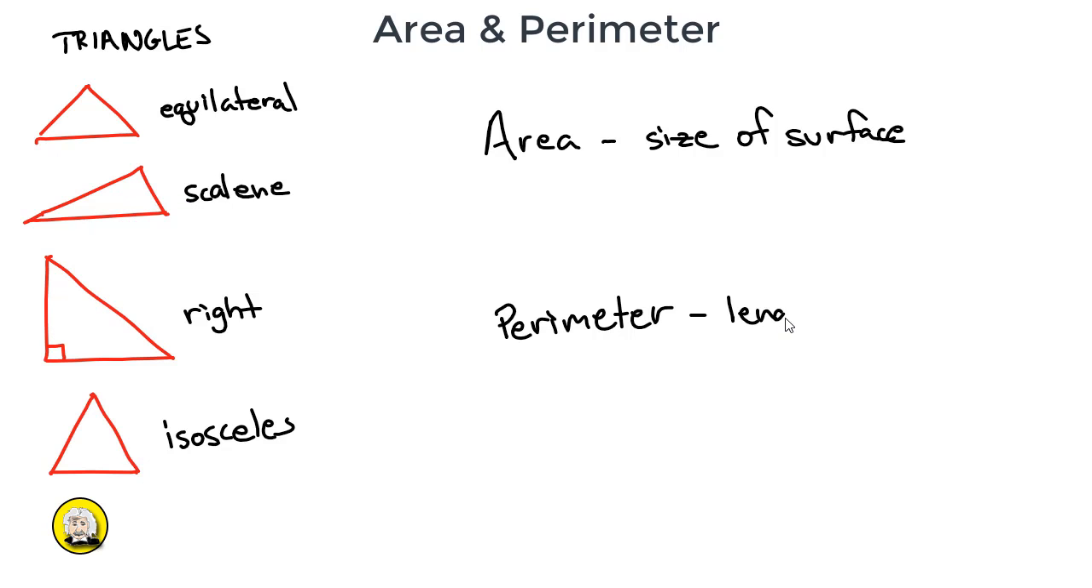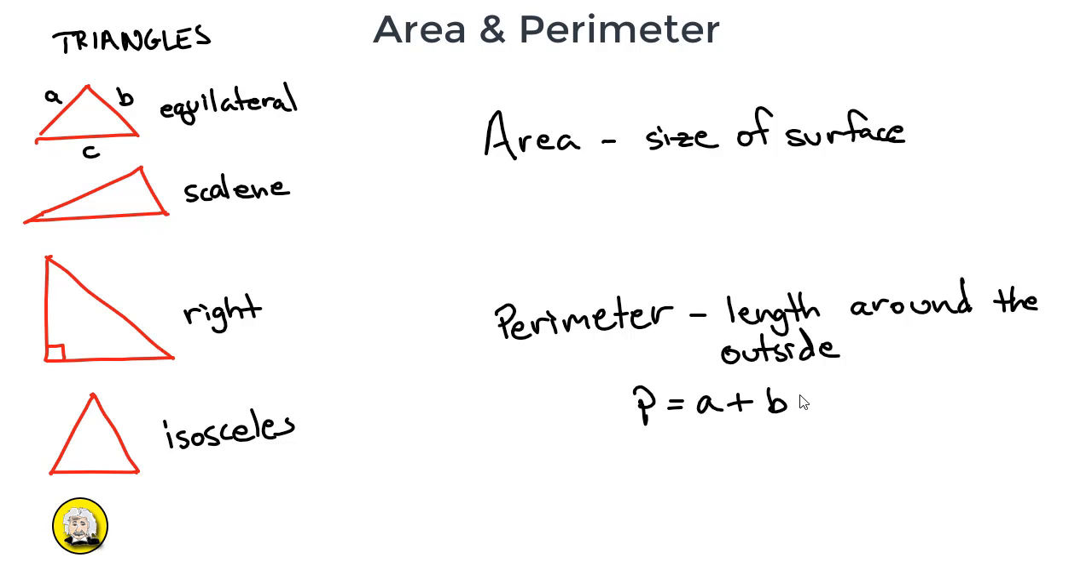Perimeter is a length. It's the length I would travel if I started at one point on the outside of my shape, traveled all the way around the outside of that shape back to the same point. That measure of distance would be my perimeter. So for the triangle shown on top, labeled equilateral, I could label each side A, B, and C. The sum of the lengths A plus B plus C would be the distance I traveled around the shape, otherwise known as the perimeter.